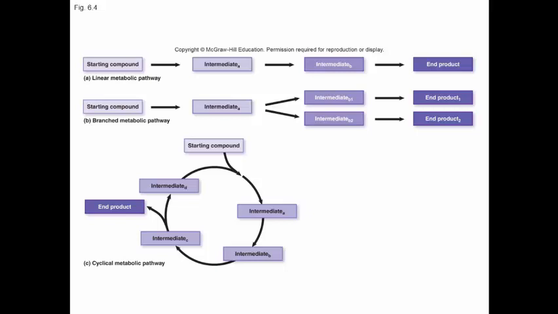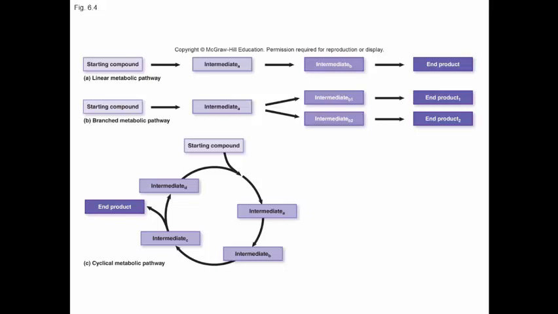But wait a minute. The product can also be a substrate for the next reaction. So intermediate A is, in essence, the substrate for the conversion to intermediate B. Intermediate B is now a product, but it's also a substrate for the conversion to end product. That's a linear metabolic pathway. Metabolic pathways are metabolic processes that occur as a series of sequential chemical steps. You've got to have all of the enzymes present so you can do the conversion from A to B to C to D to E, etc.